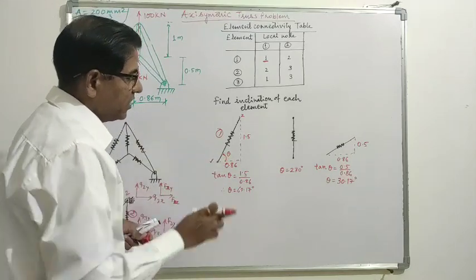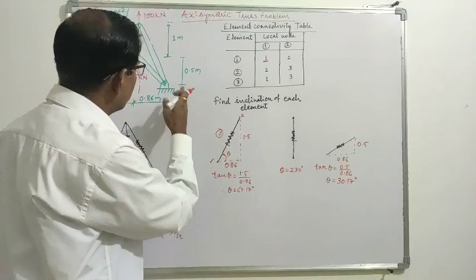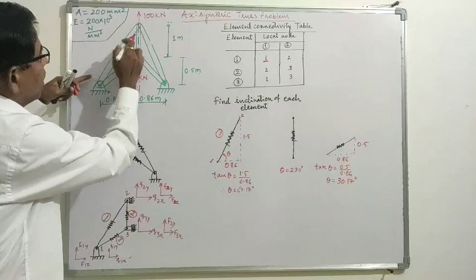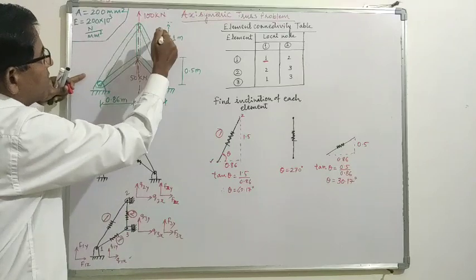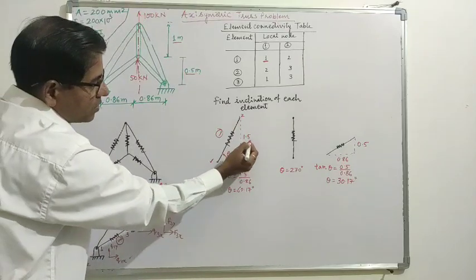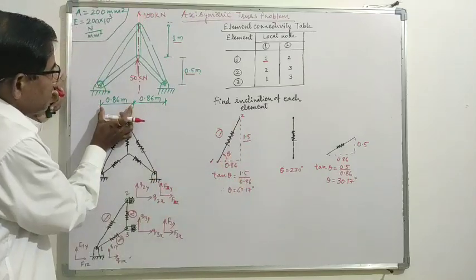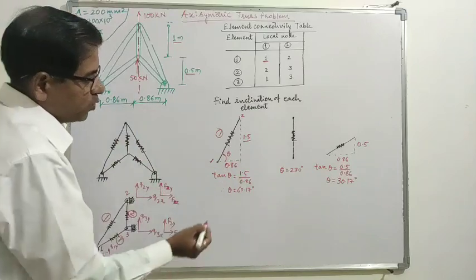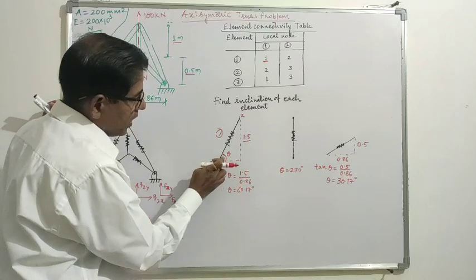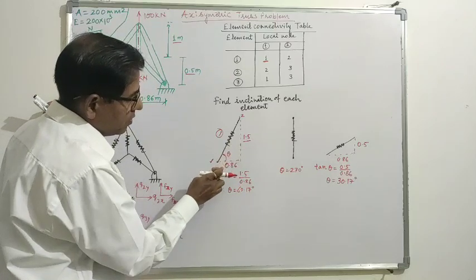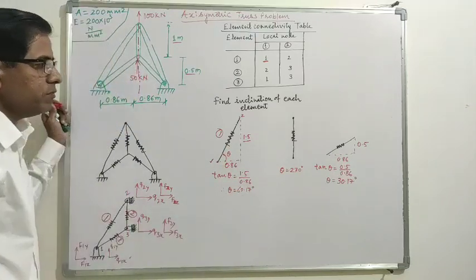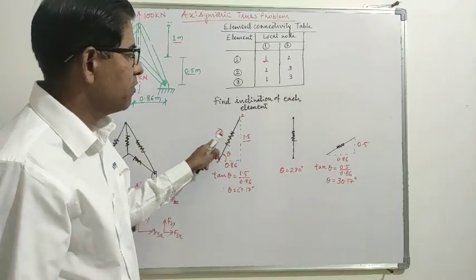Now this inclination theta can be easily found by using geometry or trigonometric functions. If you consider this triangle, then this entire length is 1 meter plus 0.5 meters, so total length is 1.5 meter. This distance is 0.86. So tan theta is equal to 1.5 upon 0.86. Tan theta means opposite upon adjacent, and theta is 60.17. So this is the inclination of element number 1.